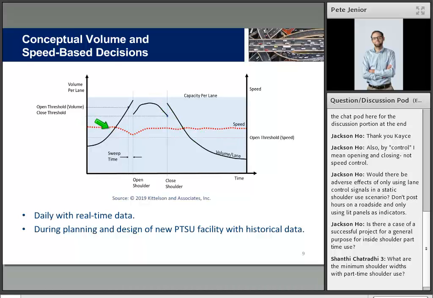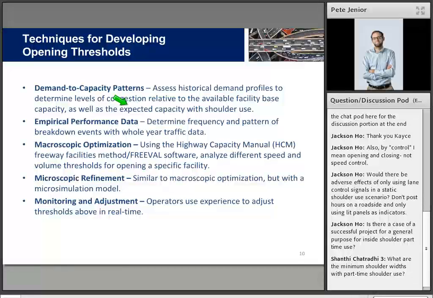We also see speed here. There was also an opportunity for a speed threshold to be reached. In this case, volume was reached first. But this is the type of decision making that would occur. The report on this decision process for part-time shoulder use is going to offer 5 techniques for developing thresholds. I'll walk through each one of these techniques individually.